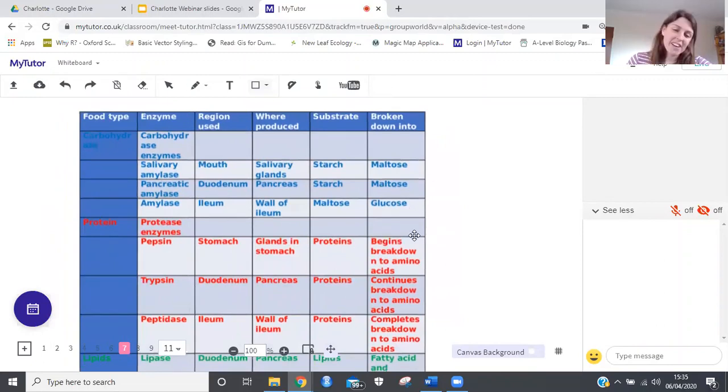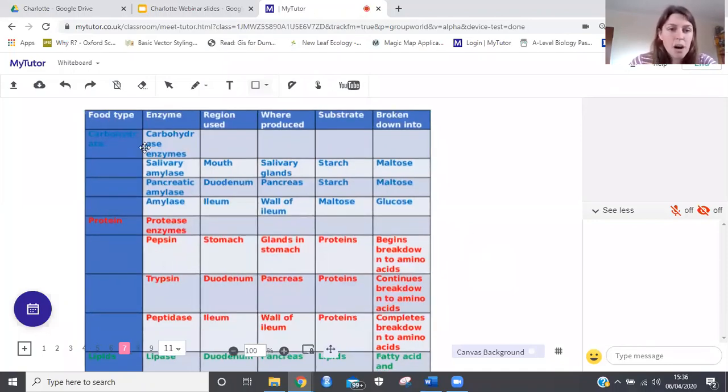This is a fairly horrible looking table, which lists all of the enzymes that are needed, particularly for the AQA specification of GCSEs, but a lot of these are included in other specifications as well. We've got three carbohydrase enzymes here at the top: salivary amylase, pancreatic amylase, and just amylase. Those are fairly easy to remember. They're amylase and they're named after where they're produced.